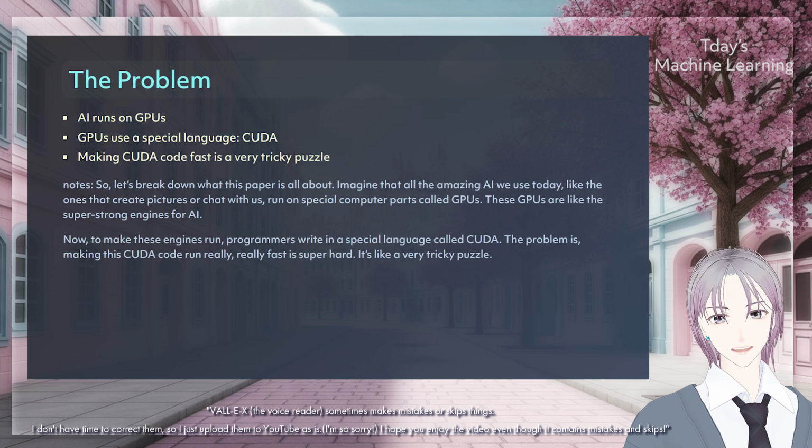Imagine that all the amazing AI we use today, like the ones that create pictures or chat with us, run on special computer parts called GPUs. These GPUs are like the super strong engines for AI. Now to make these engines run, programmers write in a special language called CUDA. The problem is making this CUDA code run really fast is super hard. It's like a very tricky puzzle.